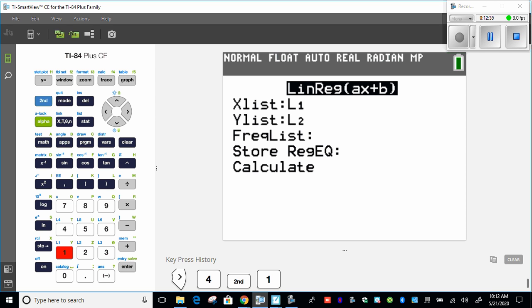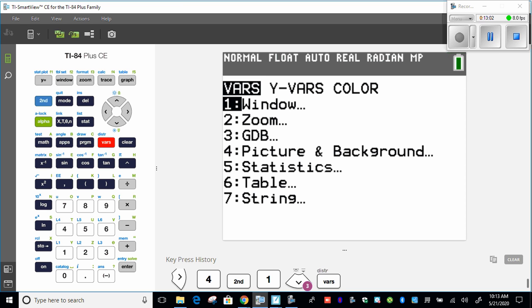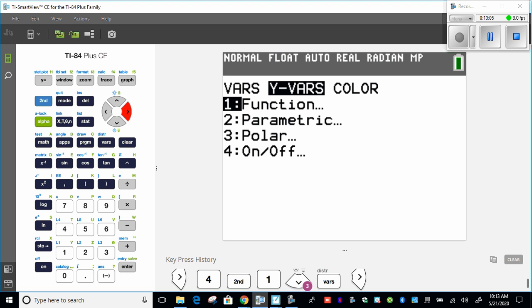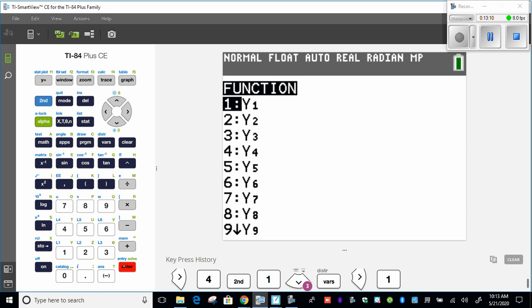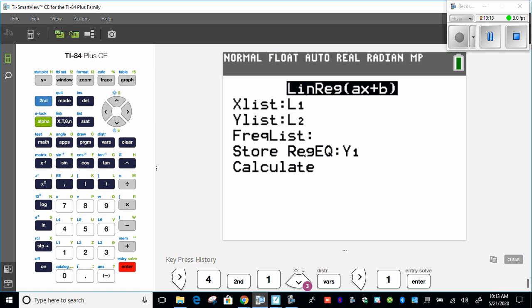And what I'm going to add this to is I'm going to store this regression equation so that I can graph it. So it's going to take this equation, it's going to put it in my y equals. That way I don't have any round off error because these are going to be ugly. So now I need to tell this it needs to go under y1. So once I have this here, my cursor should be blinking here. I now go into vars, arrow over to y vars, function because we want to put this into y, and hit enter for y1. So now it's going to store my regression equation into y1. So calculate.